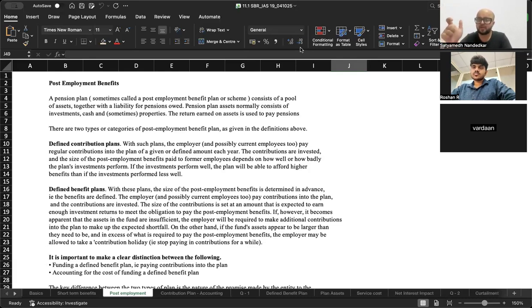If it is say 10% of salary, and your salary grows from 3,50,000 to 5 lakh, it will be 10% of that. Fixed contribution doesn't necessarily mean that the amount is fixed. Fixed contribution also means that it could be a number which is calculated as a fixed percentage of something else. That is a defined contribution plan.